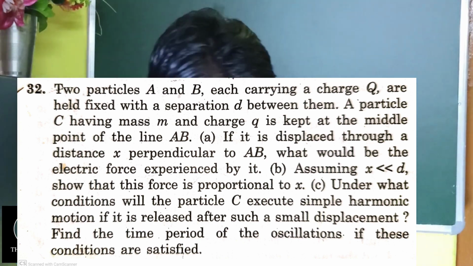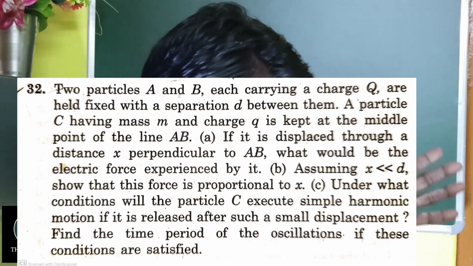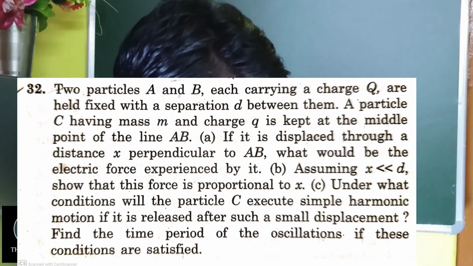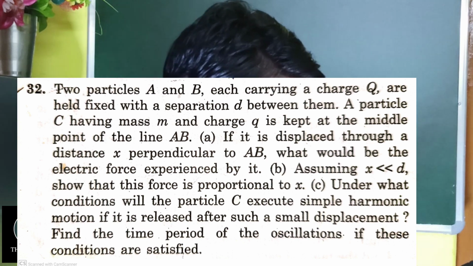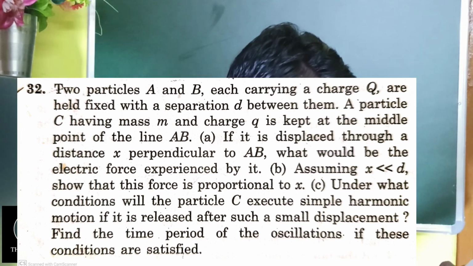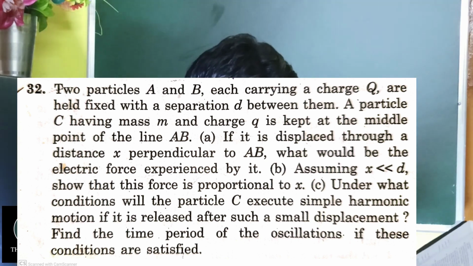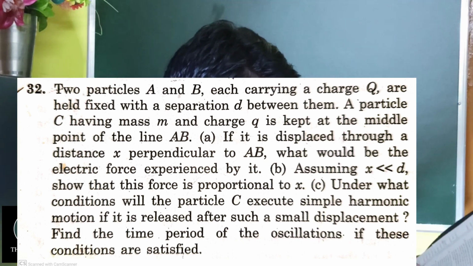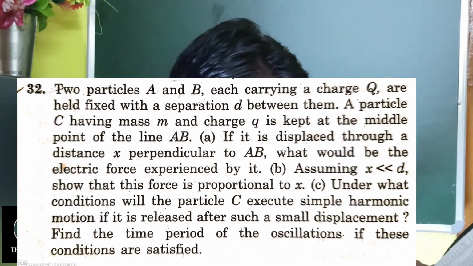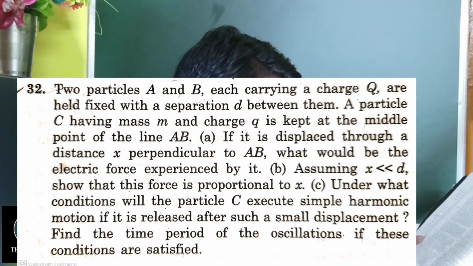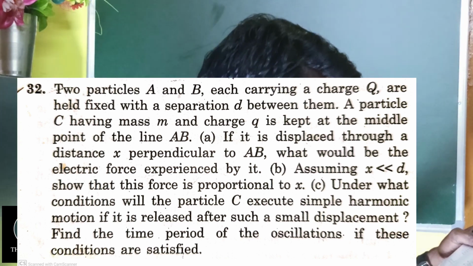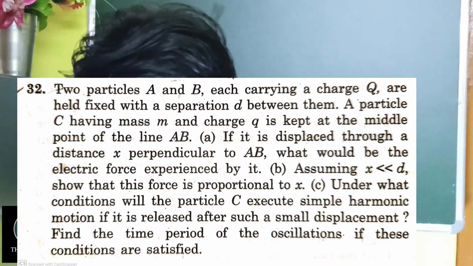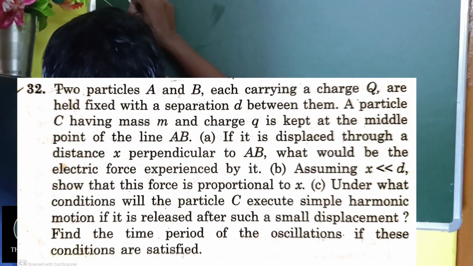Students, write down the next numerical, that is 31. Two particles A and B, each carrying a charge capital Q, are held fixed with a separation d between them, and a particle C having mass small m and charge q is kept at the middle point of the line AB. If it is displaced through a distance x perpendicular to AB, what would be the electric force experienced by it? Assume x is much less than d so that the force is proportional to x. Under what conditions will the particle C execute simple harmonic motion if it is released after such a small displacement? Find the time period of oscillation if these conditions are satisfied.